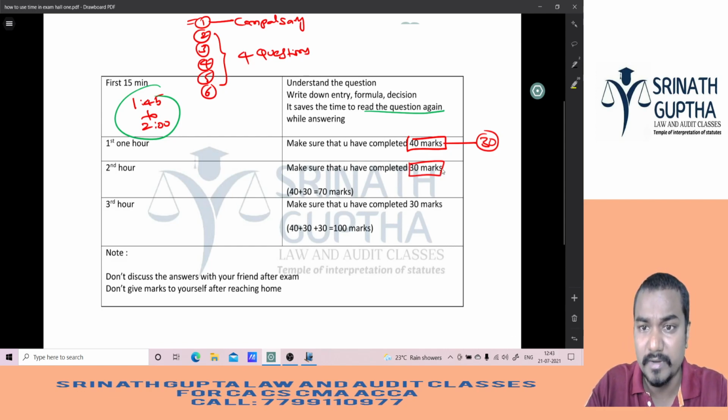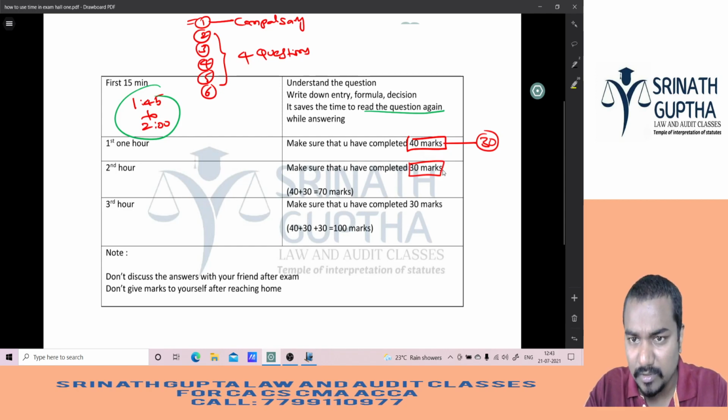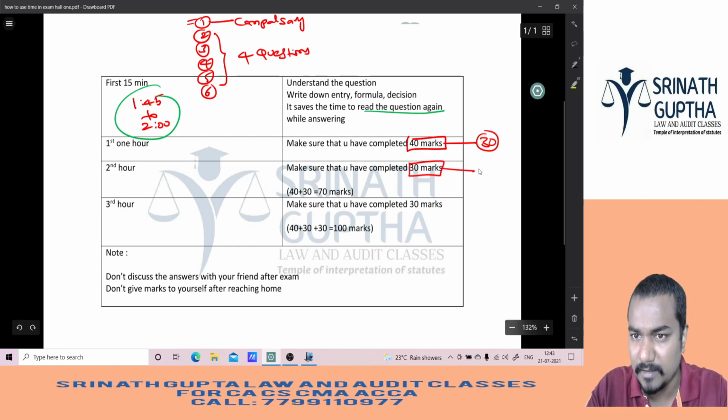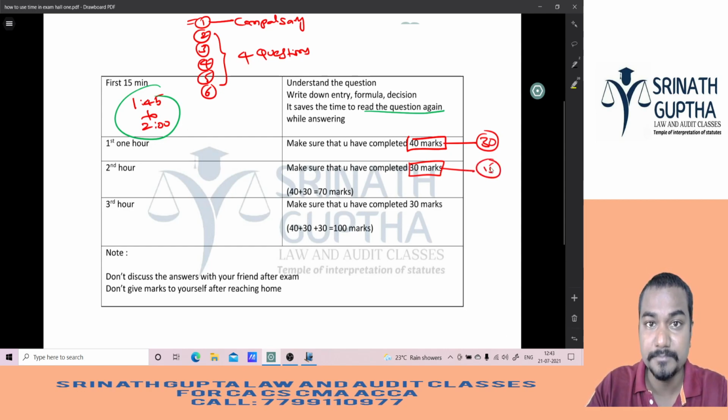So next 1 hour you have to complete 30 marks. That means by the end of the second hour you're completing 70 marks. Out of this 30, even if you're getting, for example, 15 marks also, half marks, still happy. 30 plus 15, 45, है ना. So that means you are pass already. Last 1 hour is there, no sir, last 1 hour, है ना.